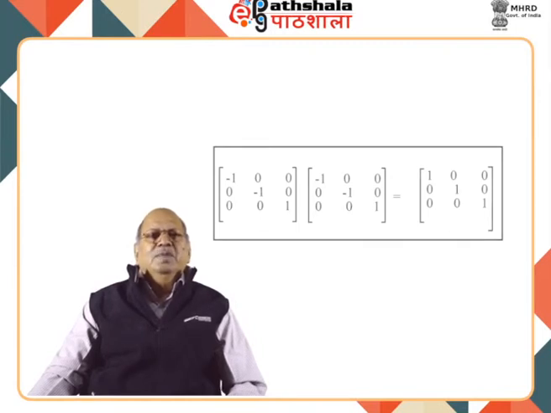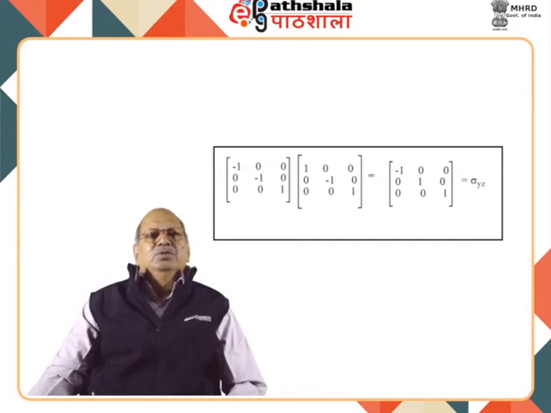Let us take C2 into sigma xz. Our table for the C2V point group shows the result should be sigma yz. Now I take the matrix corresponding to C2 and the matrix corresponding to sigma xz and multiply them. I get the matrix minus 1, 0, 0, 0, 1, 0, 0, 0, 1. This is nothing but the matrix corresponding to sigma yz. So this is also verified.